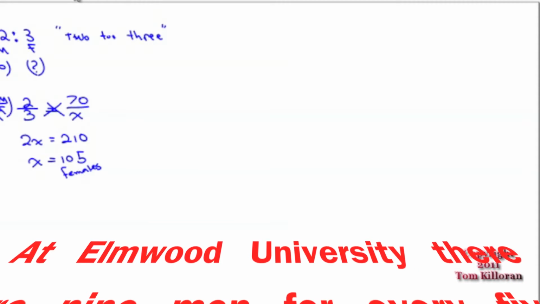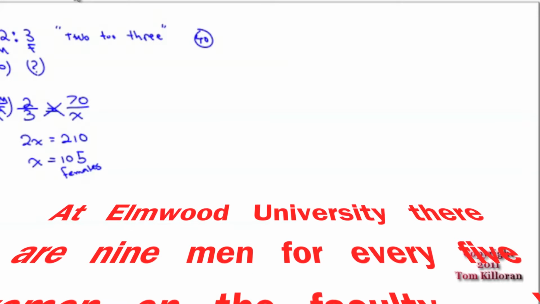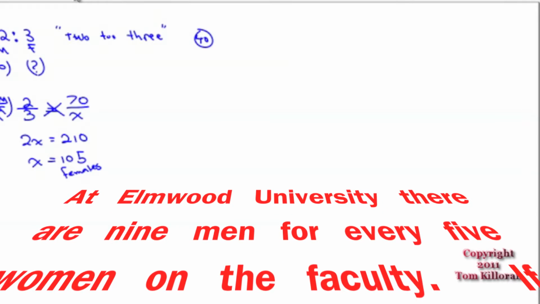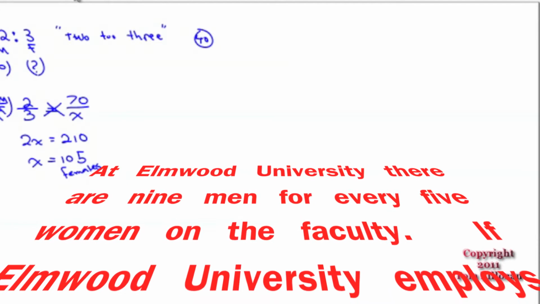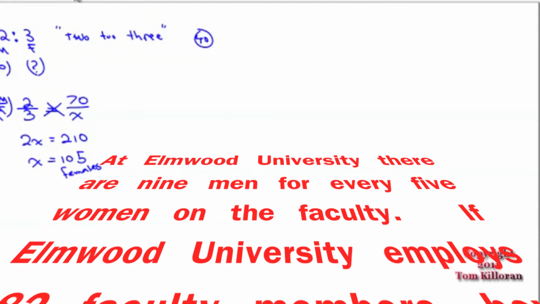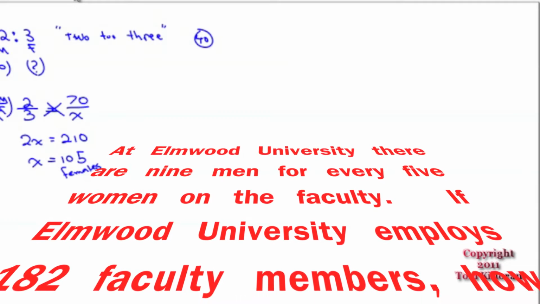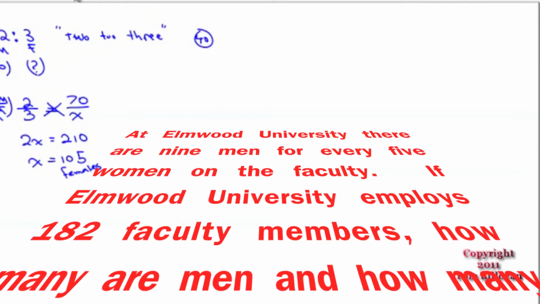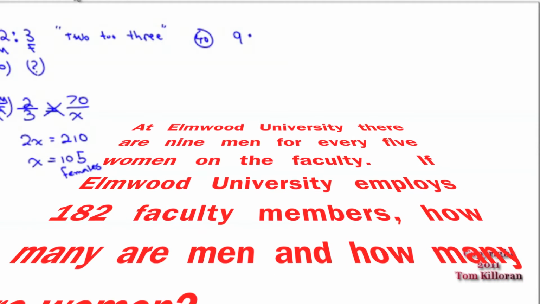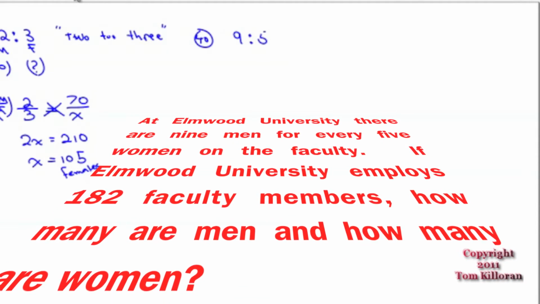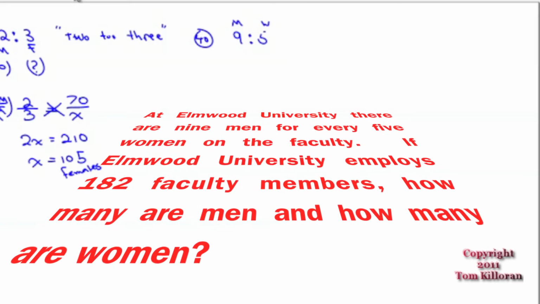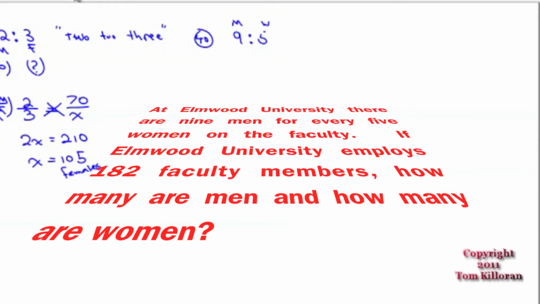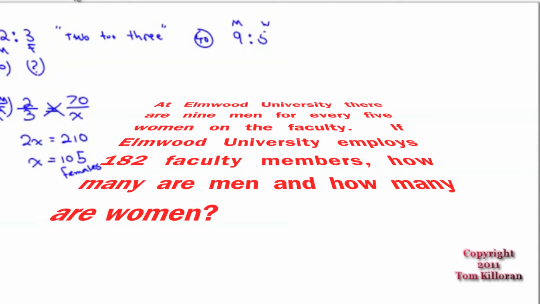Number 40. This is where it gets a little messy, but the setup is no different. They give you a proportion, or tell you something about what's going on, and that becomes your first fraction. The second fraction is the question they're trying to answer. At Elmwood University, there are 9 men for every 5 women. You can write that as 9 to 5, men to women.